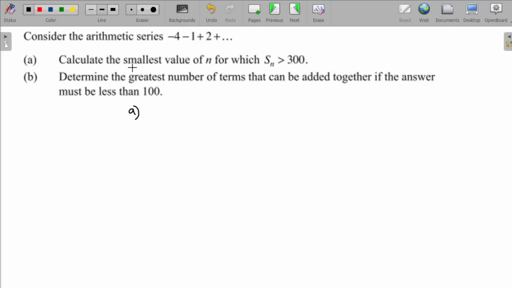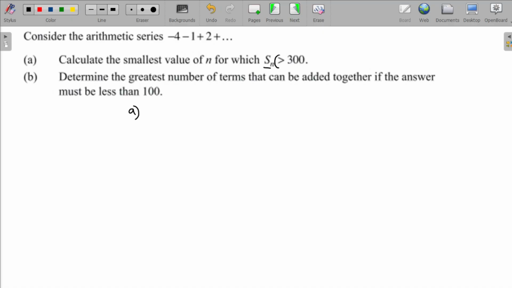Now here, consider the arithmetic series negative 4, negative 1, 2, and so on. Calculate the smallest value of n for which Sn, the sum, will be greater than 300.